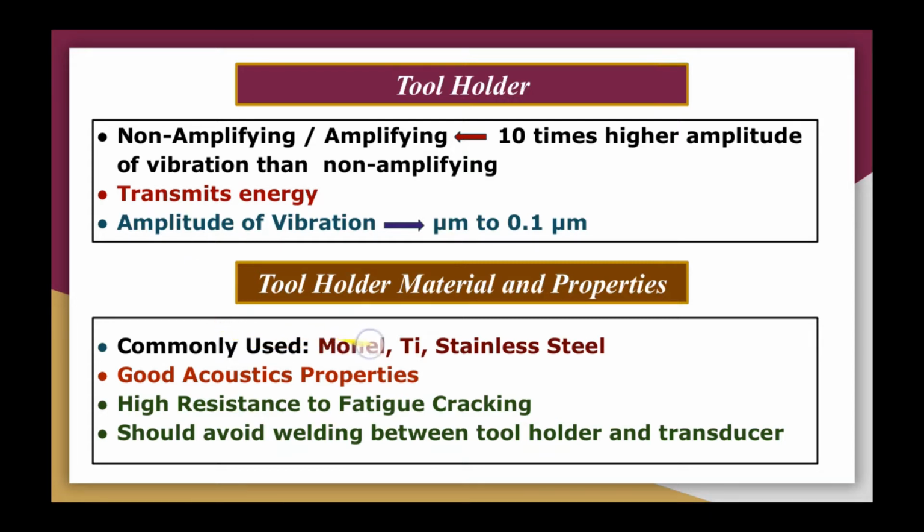Let us discuss the tool holder material and its properties. Commonly used tool holder materials are monel, titanium and stainless steel. It should have good acoustic properties, and it should have higher resistance to fatigue cracking. It should also avoid welding between the tool and the transducer during working.